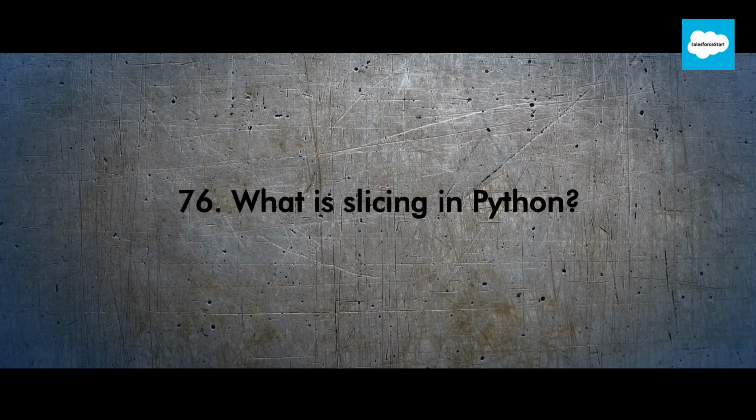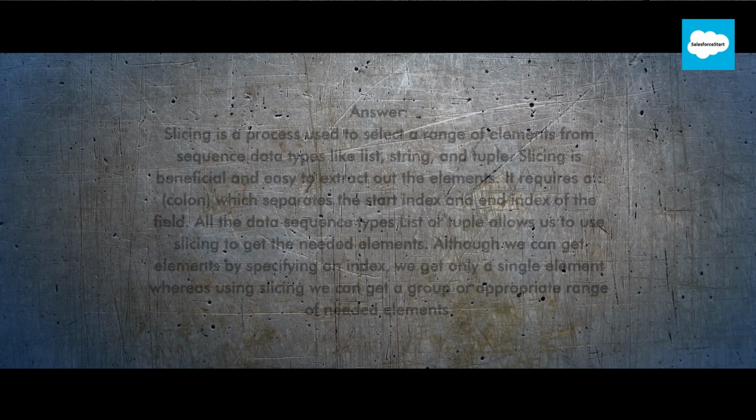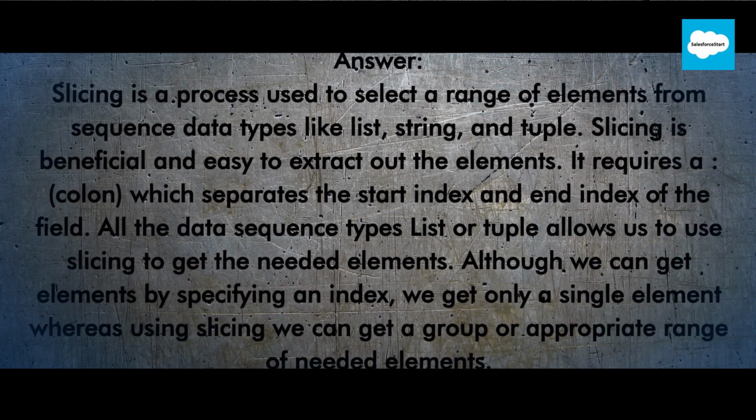76. What is slicing in Python? Answer. Slicing is a process used to select a range of elements from sequence data types like list, string, and tuple. Slicing is beneficial and easy to extract out the elements. It requires a colon, which separates the start index and end index of the field.